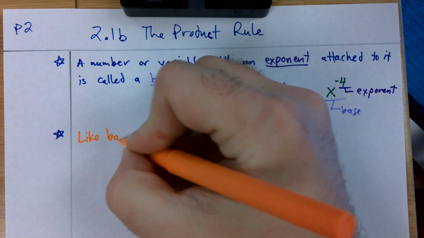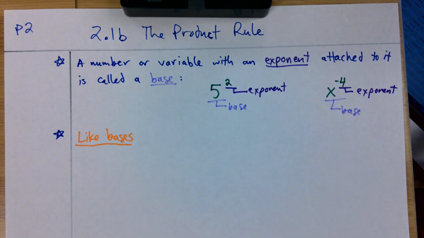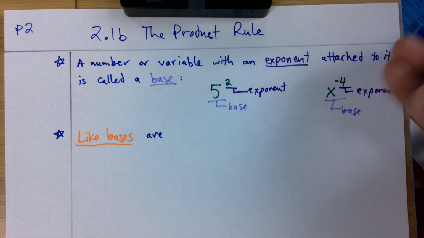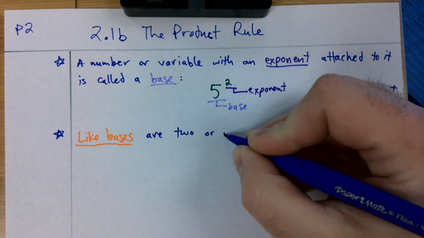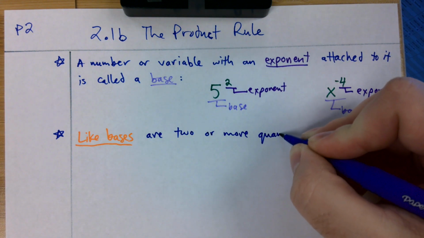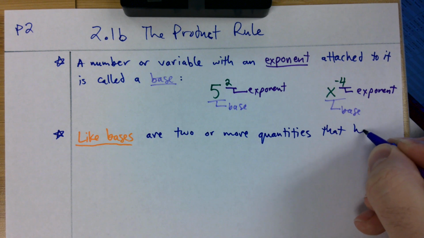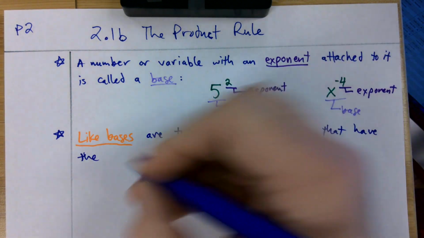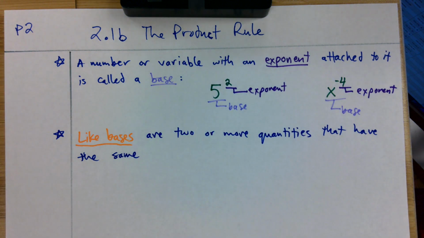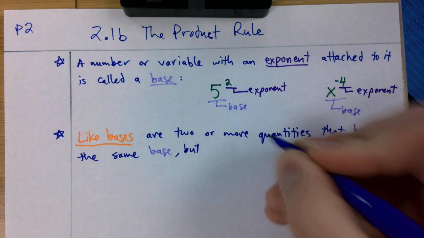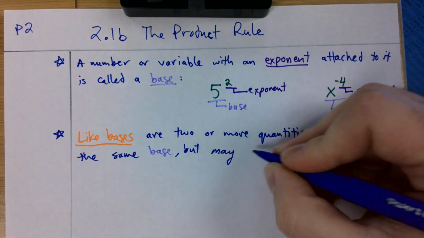All right. Have we ever heard the term like bases before? In terms of exponents, like bases. Does that ring any bells to anyone? No. Doesn't seem like it. Maybe? Okay. That's all right if it doesn't. We're going to learn about it today. Like bases are 2 or more quantities that have the same base but may have different exponents.